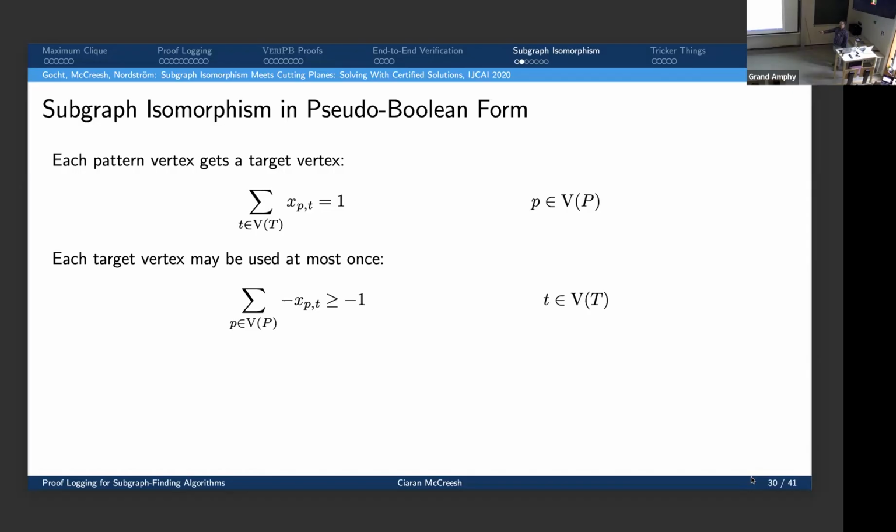If you stare at one of these constraints, you'll see that it's saying that the sum of the things is less than or equal to 1.